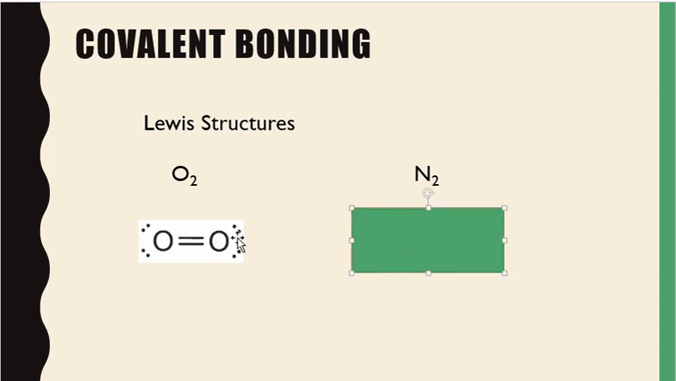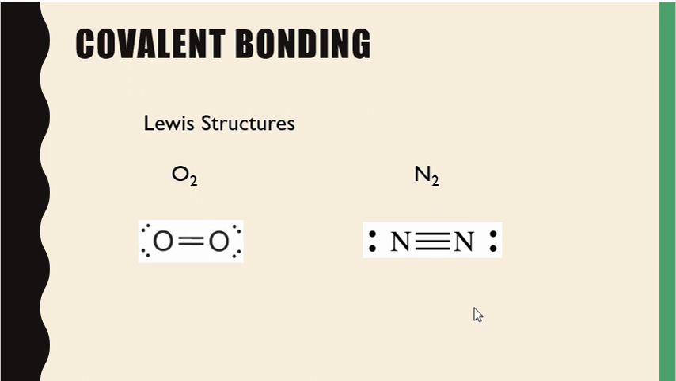To achieve stability, if you check around each oxygen, it would be 2, 4, 6, 8, 2, 4, 6, 8. Nitrogen, however, has what we call a triple bond, where it shares 3 pairs of electrons for a total of 6 electrons to achieve stability. This part should be review for you. So if you're having trouble, check out some of the review from first year chem.